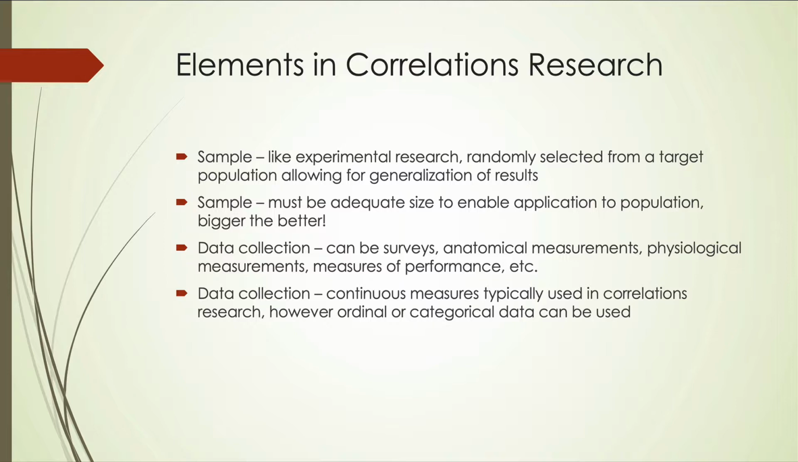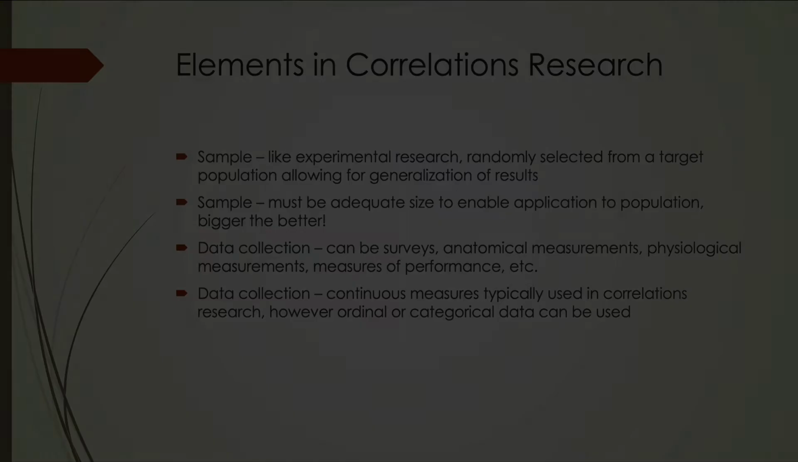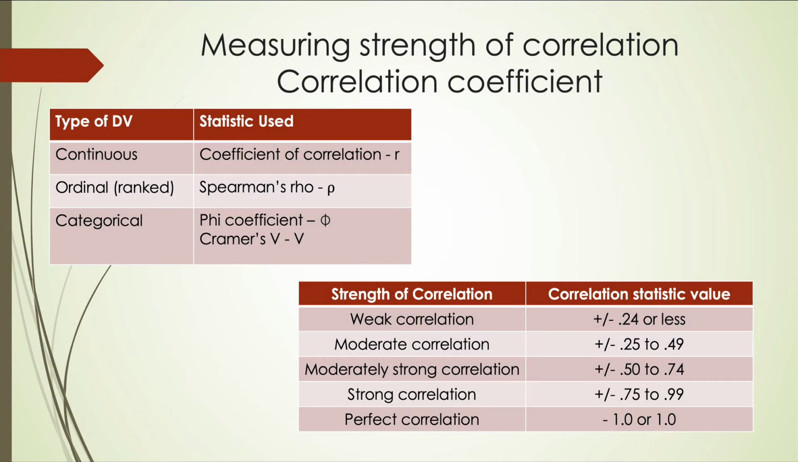However, in some cases, you can utilize ordinal or categorical data within correlational research, but you'll need to use somewhat different tests to be able to evaluate that. So when you start reading these correlation articles, there are two really important statistical measures that you want to pay attention to. The first is what's called the correlation coefficient.